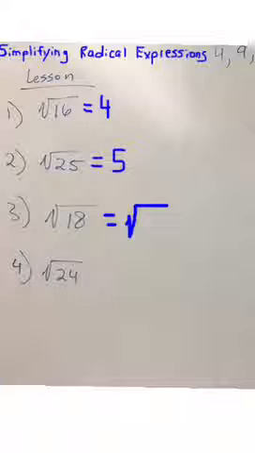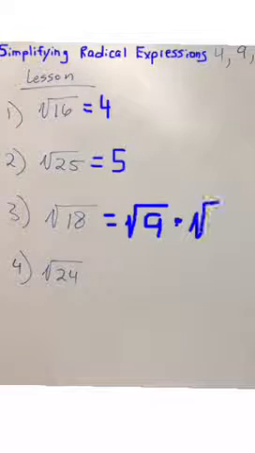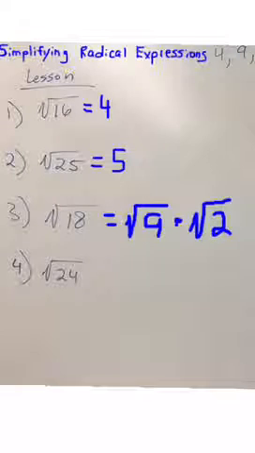Does 16 go into 18 evenly? No. Okay, so how about 9? Does 9 go into 18 evenly? It sure does, right? That can be the square root of 9 times the square root of 2. Square root of 9 times the square root of 2 equals, well, what?